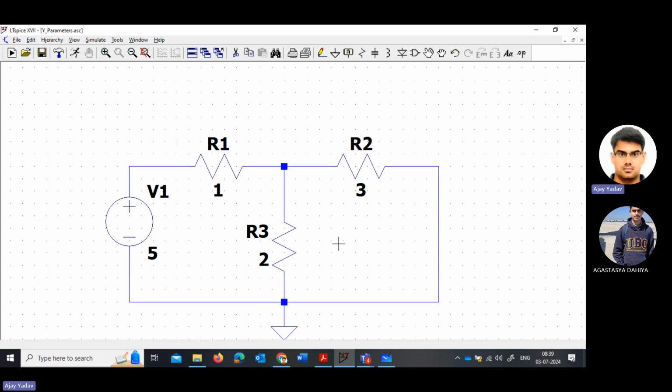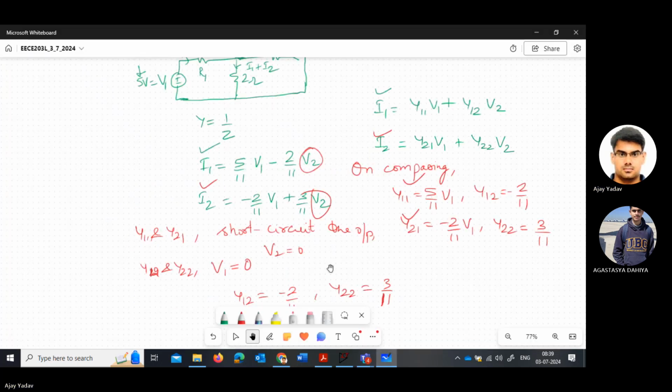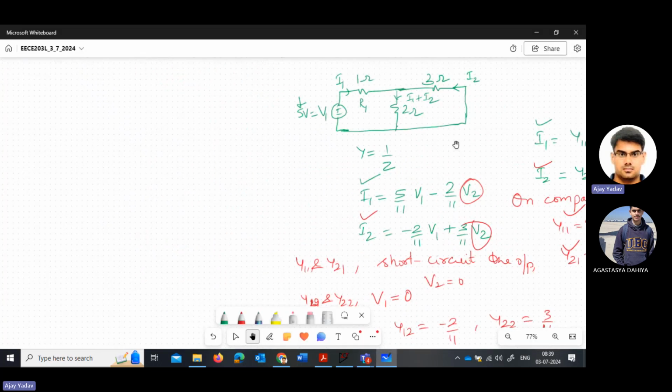So this is your circuit. Now, if you want to calculate the value of y11 or y21, because we have short circuited the output. If you see here, we have short circuited this, right? So you have this circuit.